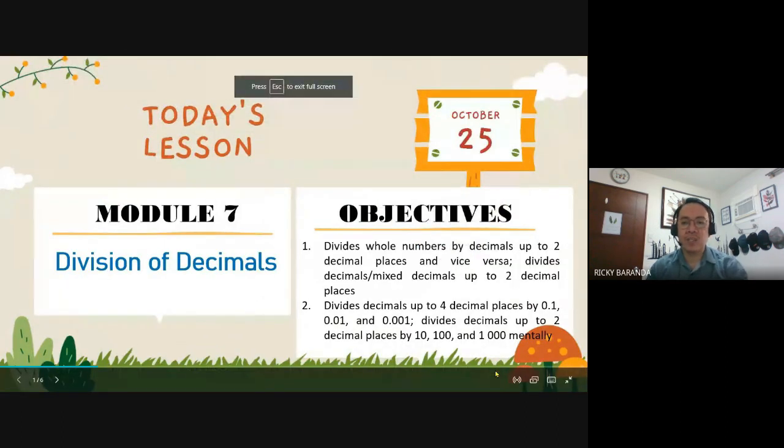For today's lesson, Module 7, Division of Decimals. Today is October 25. The objectives of this lesson are to divide whole numbers by decimals up to 2 decimal places and vice versa, and to divide decimals up to 4 decimal places, dividing by tenths, hundredths, and thousandths, and by tens, hundreds, and thousands mentally.